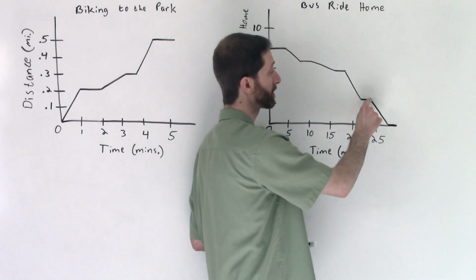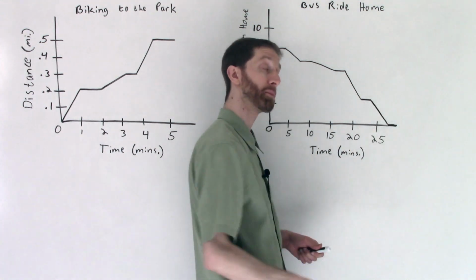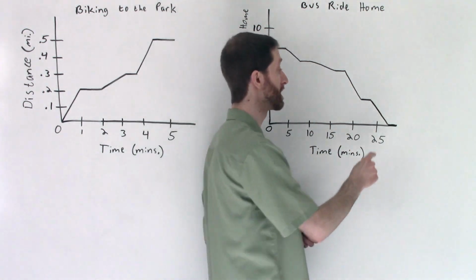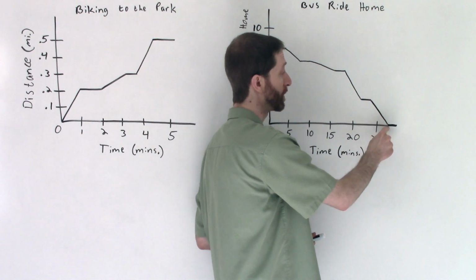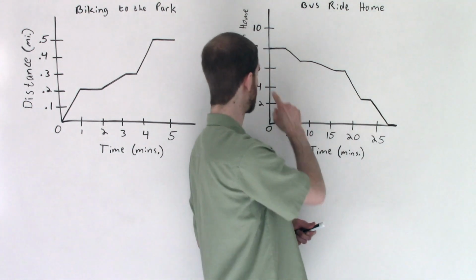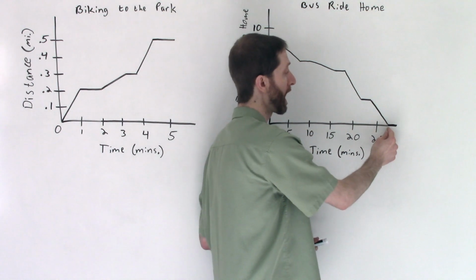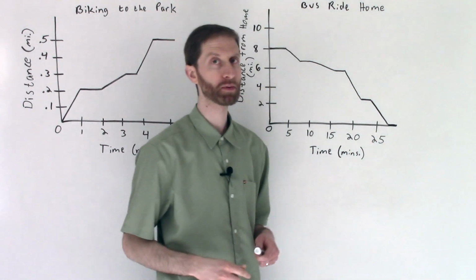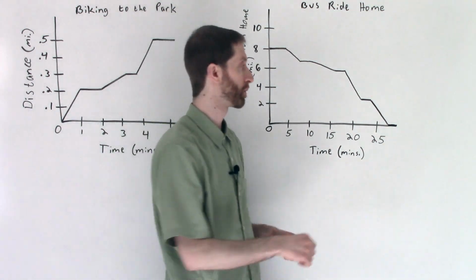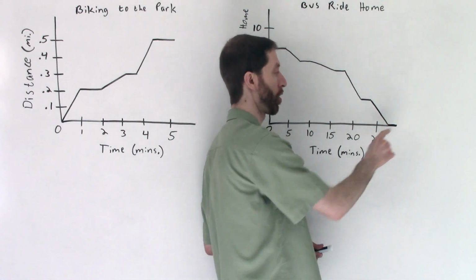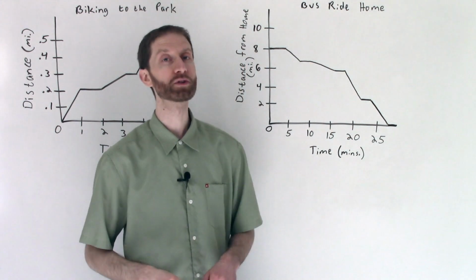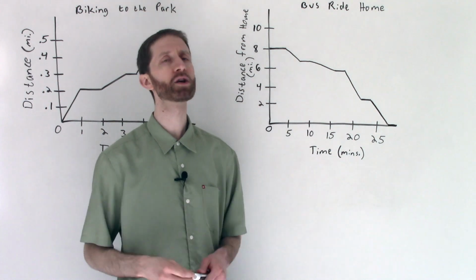And finally, the bus goes at a pretty quick rate, represented by a pretty quick line and its steepness, and we get home. And we know that we're home because the distance from home is now 0, and I have this horizontal line there representing that we don't just sit on the bus, we're probably going to get off the bus and be at home. So that's one way to interpret that graph. Again, there's many, many ways to look at it.